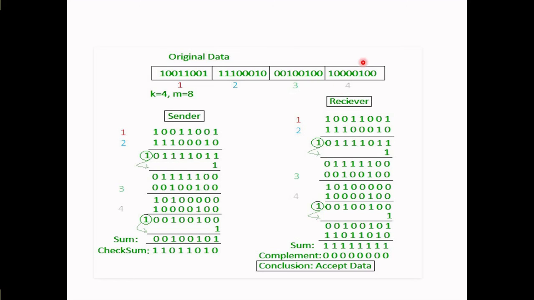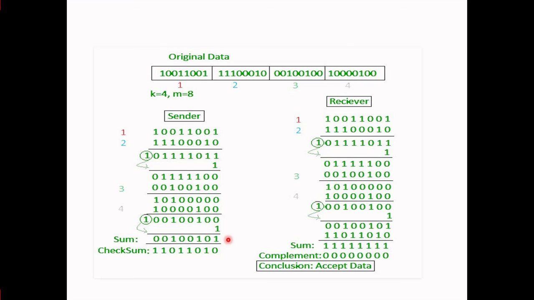So after that add this fourth block. Okay, 1 0 0 0 0 1 0 0. So perform addition. 1 plus 1 is 0 and carry 1. If I get carry, then we have to add it. Okay, so I get 1 1 0 1 0 0 1 0 0 as a sum.